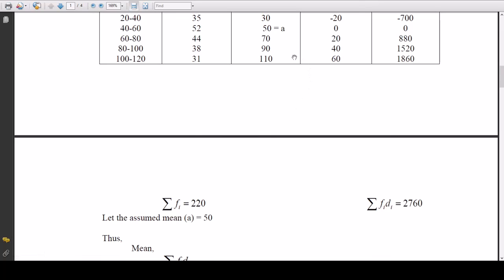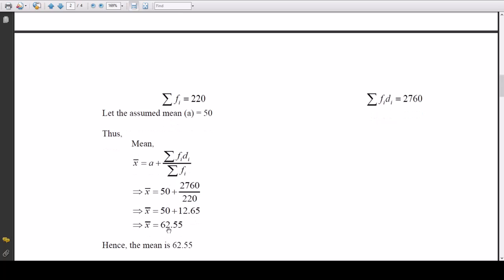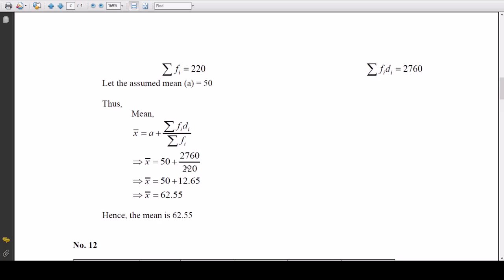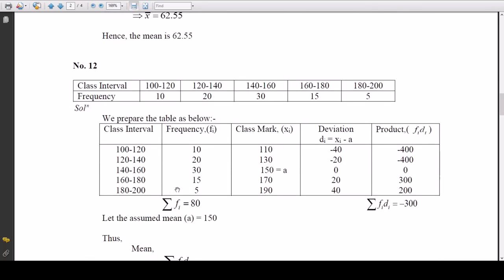Now since we have taken the assumed mean to be 50, the mean will be given by this formula. Mean is A, which is 50, plus the value of summation fi di by summation fi, here 2760 by 220. If you divide 2760 by 220, you will get 12.55, and then 50 plus this will give 62.55. Hence the mean will be 62.55. Clear?